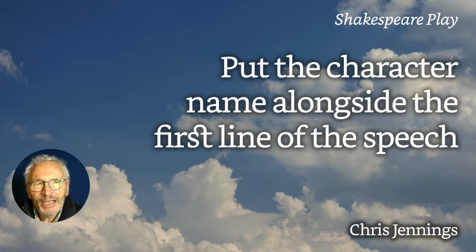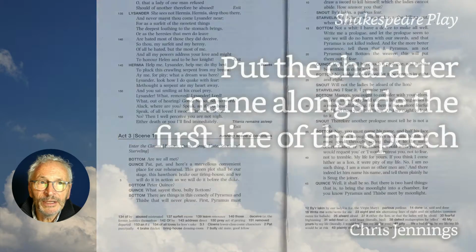Okay, back to our Shakespeare play then. Now, I've been asked quite a few times, how is it possible to put the character name alongside the first line of the speech? I'm showing you an example here of a printed book which has exactly that arrangement, and it is quite common to see that in a printed book of a Shakespeare play. Not always, but that's certainly one way that it's presented.